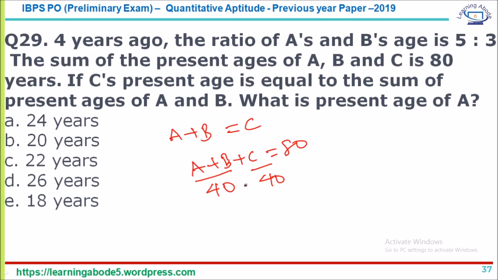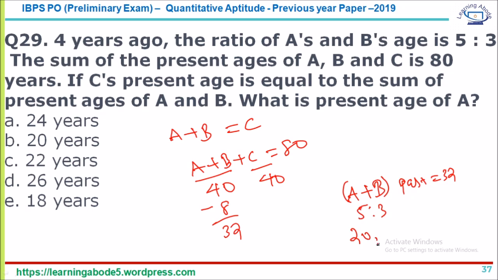And 4 years ago, the ratio was 5:3 for A and B. So 4 years for A and 4 years for B, so minus 8 from 40 is 32. So that is A and B's combined age in the past, that's 32, right? Now if it is in 5:3 ratio, then it is 20 and 12. So the present age of A, after 4 years, is 24. This is the age 4 years before, so now he is 24. That's answer option A.